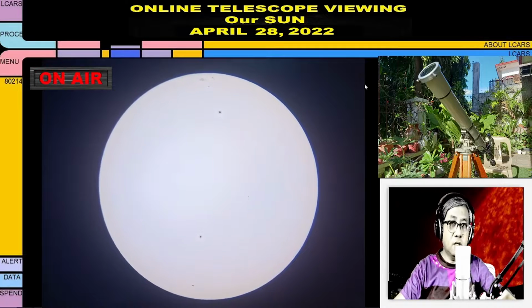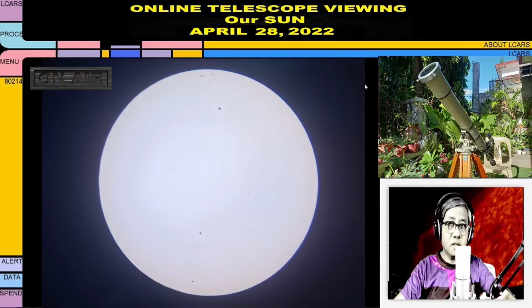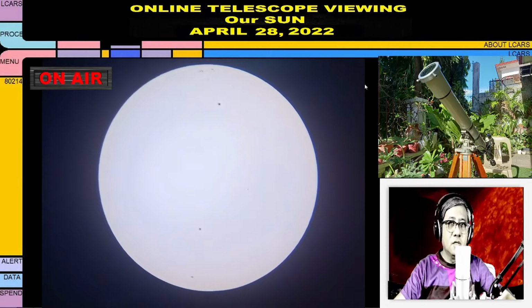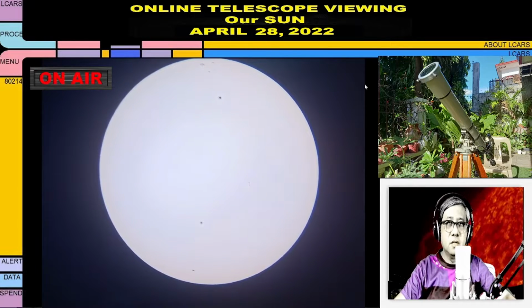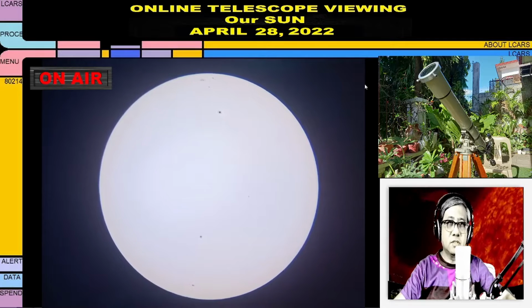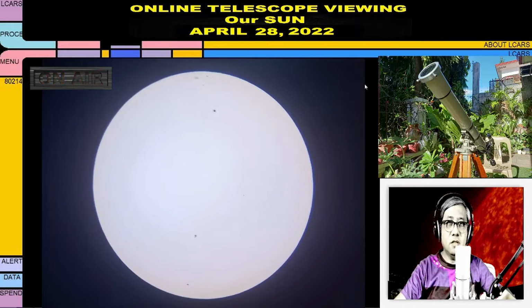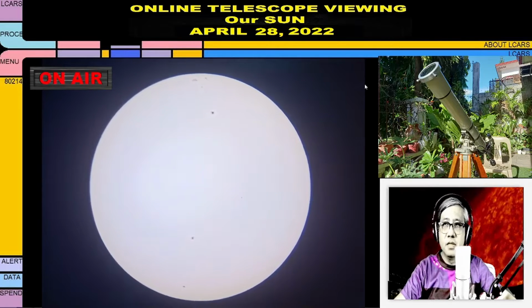Okay, and we are now entering the so-called solar max or solar maximum. So asahan po natin na dadami pa yan. No? We will observe increasing number of sunspots in the following days and weeks to come.